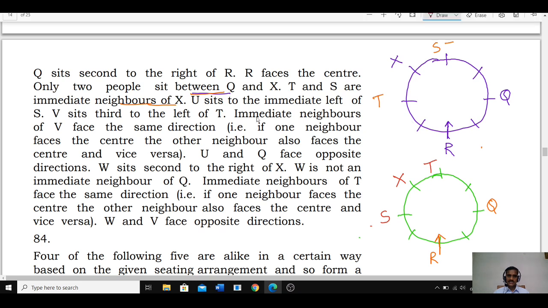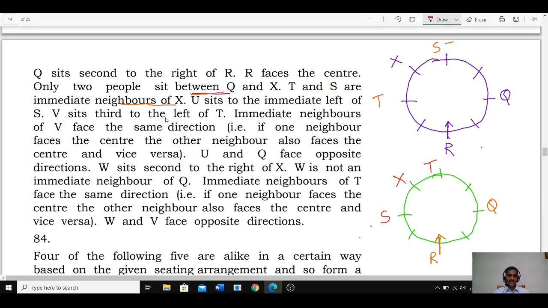As T and S are immediate neighbors of X, and U sits to the immediate left of S. U is to the immediate left of S. S is here. S must be facing away. U sits to the immediate left of S. As S is here, S is facing the center. U sits to the immediate left of S.